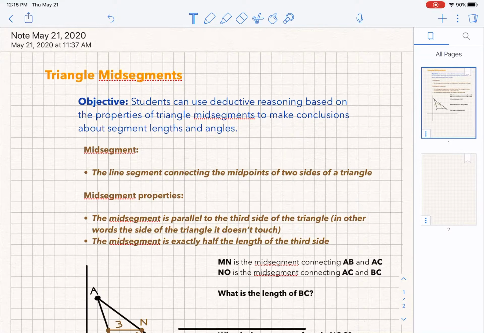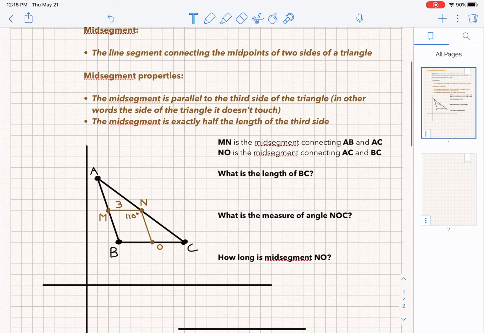So first, a definition: the midsegment, as it sounds, is the line segment that connects the midpoints of two sides of a triangle. It has properties. I'm going to show you a triangle here with a couple of midsegments drawn in. The properties are that the midsegment is parallel to the third side of the triangle. I'm going to highlight that.